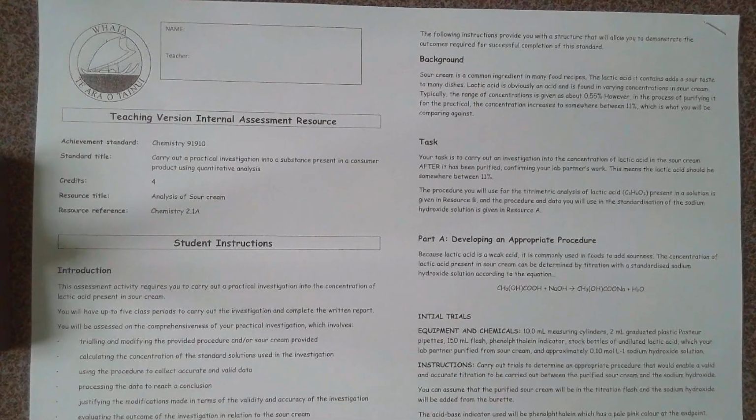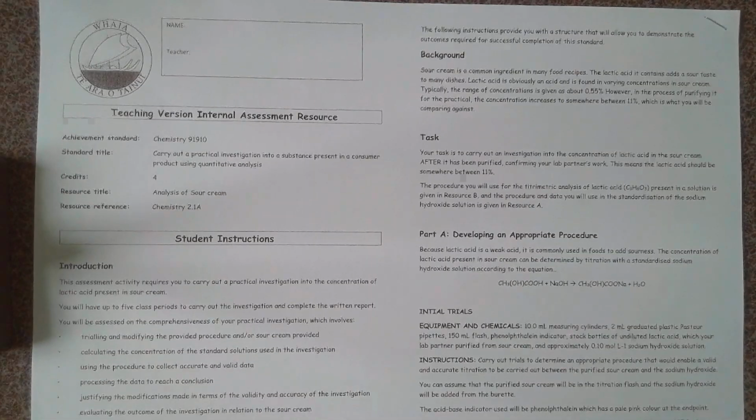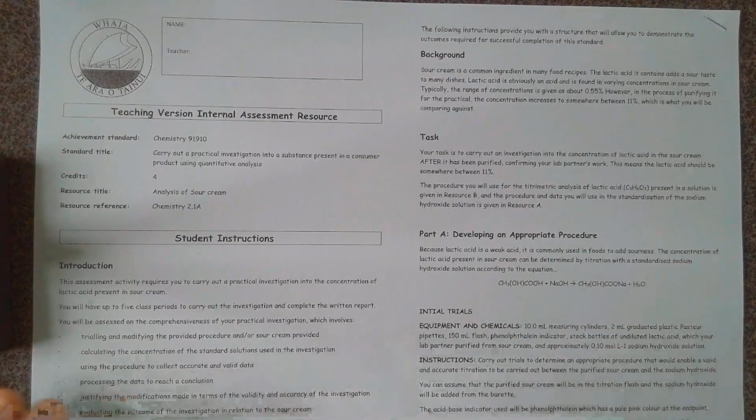Part A is all about trying to figure out a dilution for the titration. So before you do the titration, how much do we need to dilute one of our samples by, so that I have nice values, and why would I need to do that as well. These are the instructions you're going to be given. It talks about how you're doing a quantitative analysis and trying to figure out the concentration, in this case, of lactic acid in sour cream.